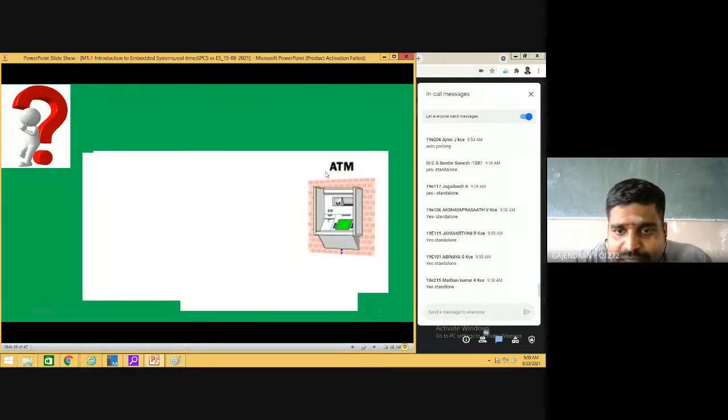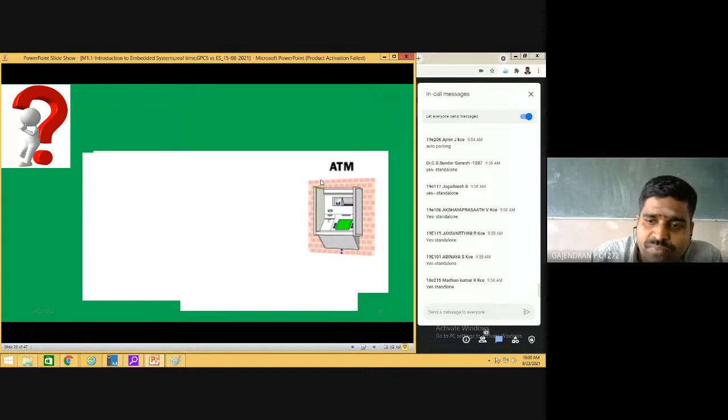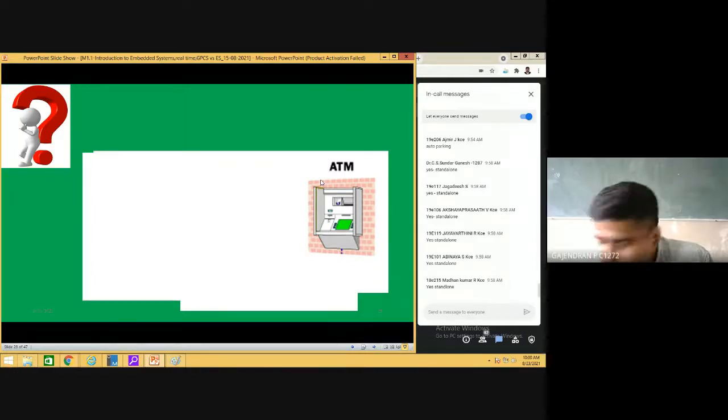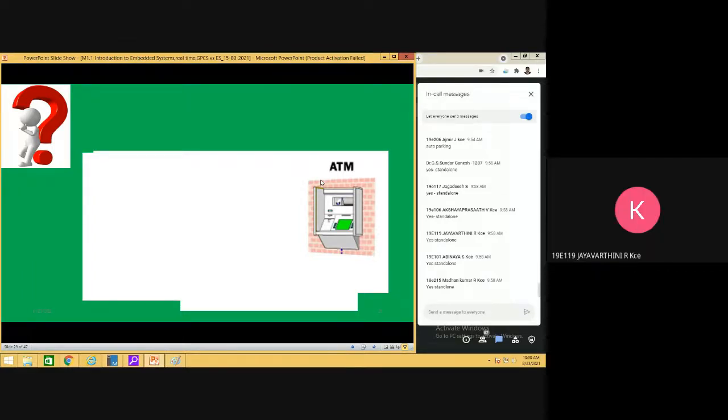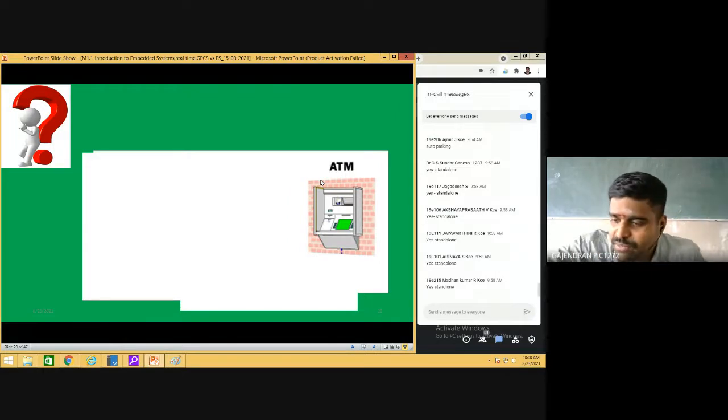Next one. What is this? Quick, quick. Please unmute and tell. What is this? Madan Kumar. Abhinaya. Okay, Jayavardhani, please unmute and tell. What is this, Jayavardhani? Sir, ATM machine. ATM machine, Jayavardhani. Is it an embedded system? Yes, sir. Okay. Standalone or part of a larger system?